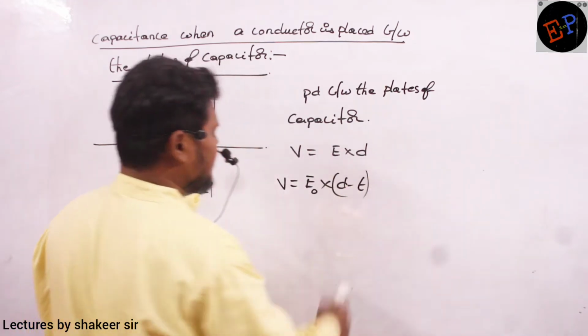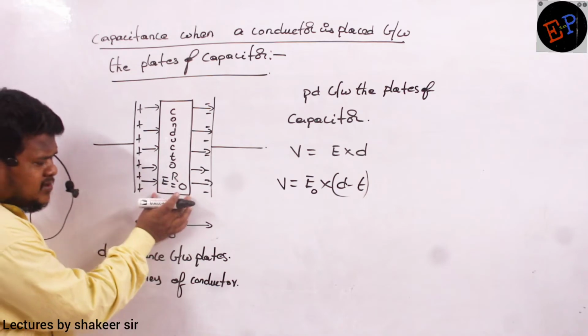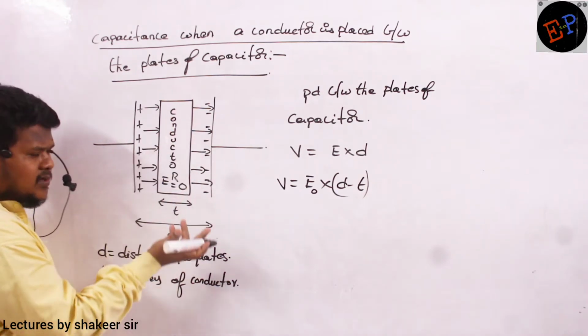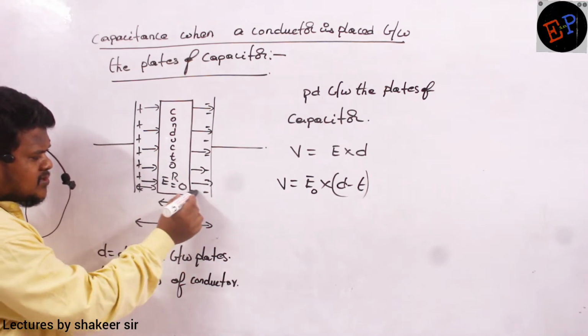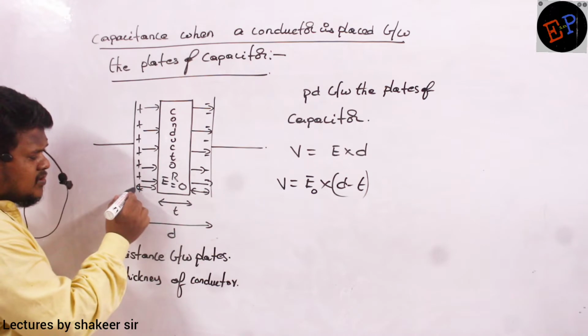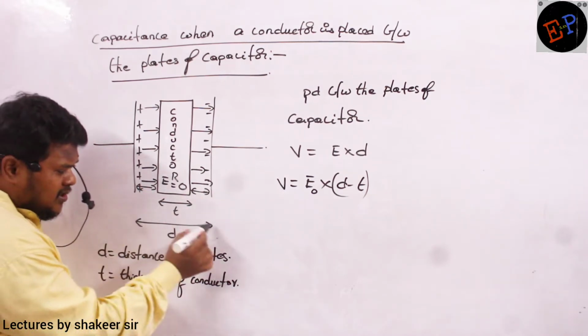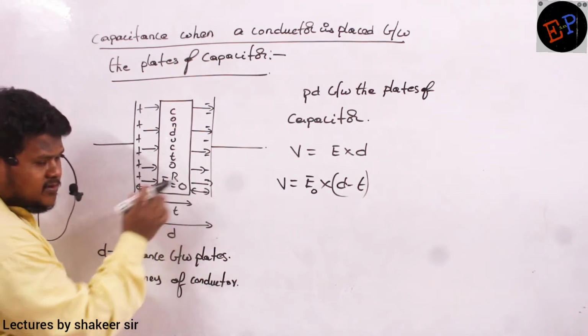Now can you say why I have written D minus T, ma? Because in this region there is no electric field, no? In this thickness of this conductor there is no electric field. Electric field is present only in this much region and this much region. Clear, no? So this distance and this distance, how can I calculate? From total distance D, if you remove T value, then I will get remaining distance, no?